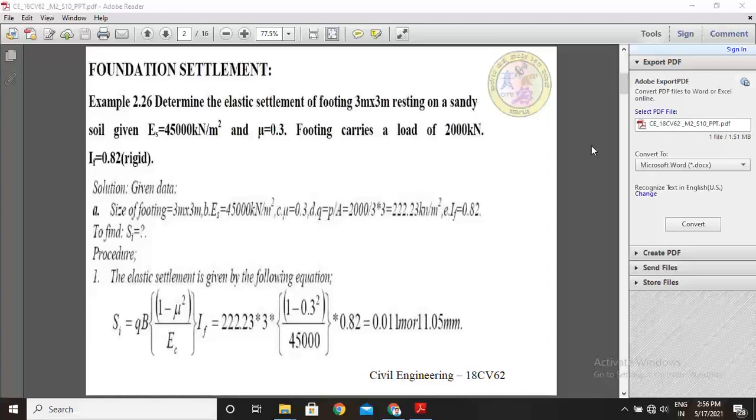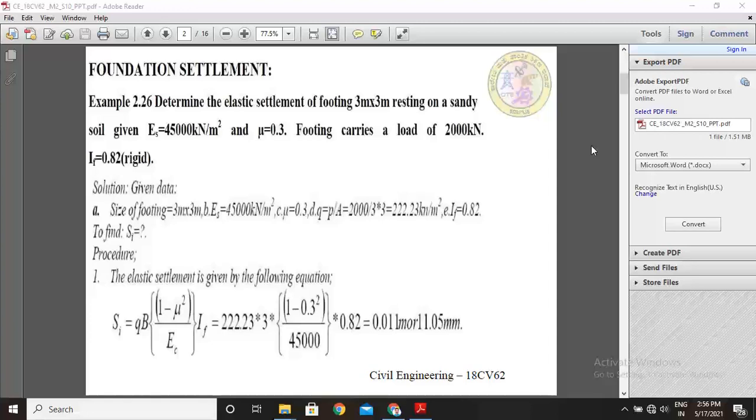Determine the elastic settlement of footing 3 meter into 3 meter resting on a sandy soil given ES equal to 45,000 kilonewton per meter square and Poisson's ratio mu equal to 0.3. Footing carries a load of 2000 kilonewton. IF equal to 0.82. This for rigid footing is given. Okay. Solution.